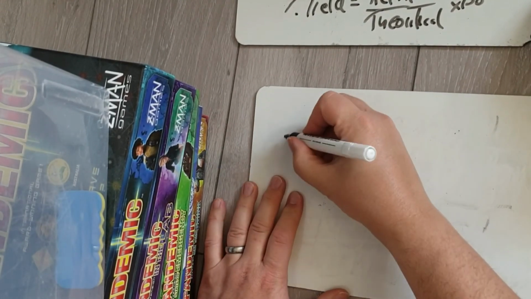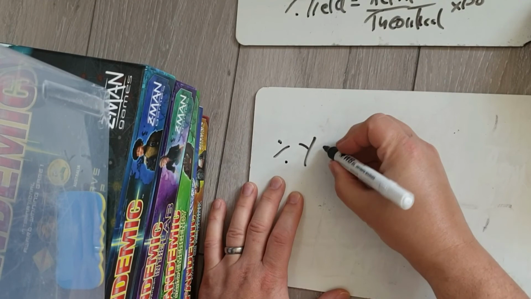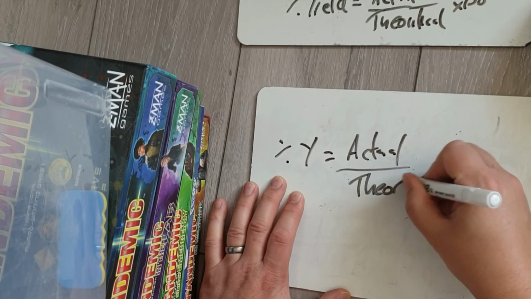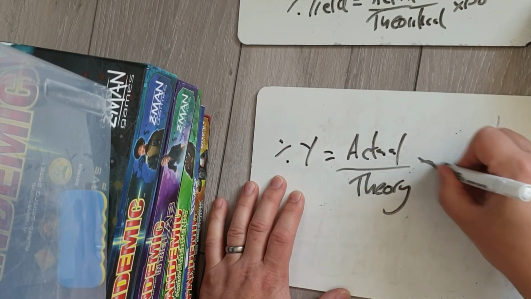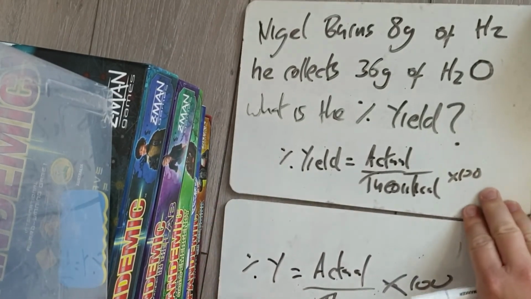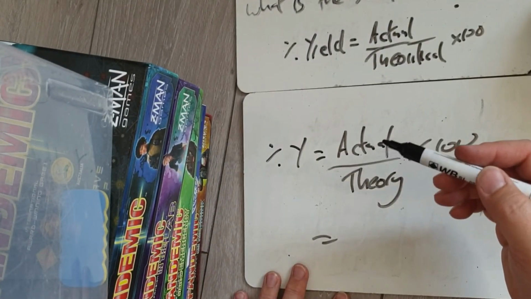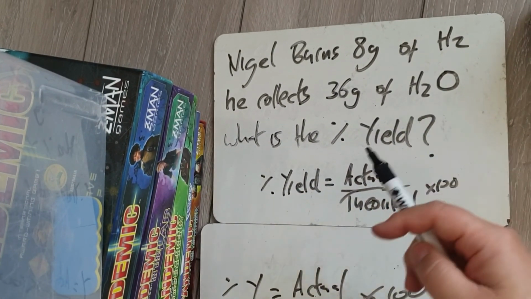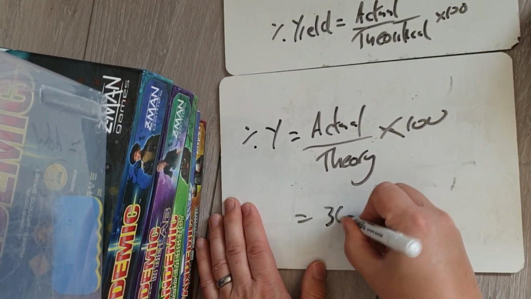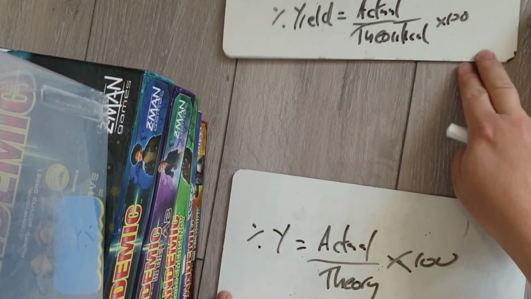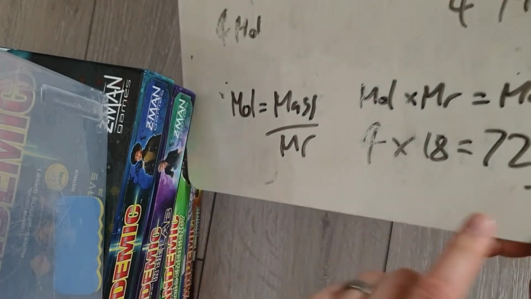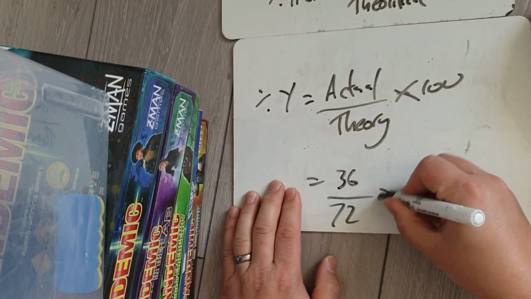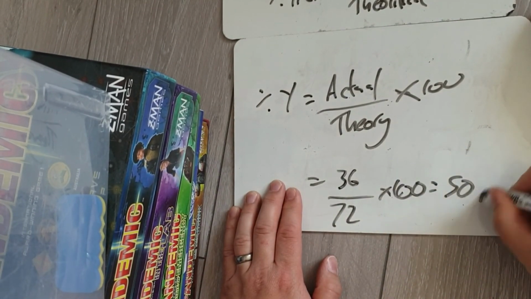So going back to our question, we wanted to know the percentage yield. So we need to know the actual divided by the theoretical yield, and then we times it by 100. Going back to our question, Nigel burnt 8 grams, but he got 36. 36 grams was the actual yield. So we've got 36 divided by, what's the theoretical yield? Well, we just worked that out. It was 72 grams. So 36 divided by 72 times 100 equals 50%.